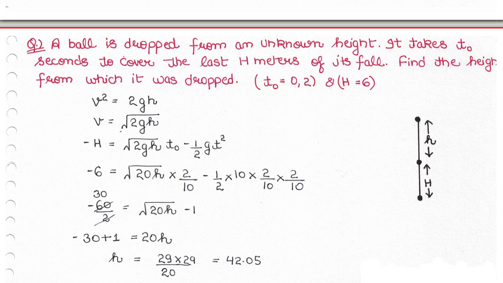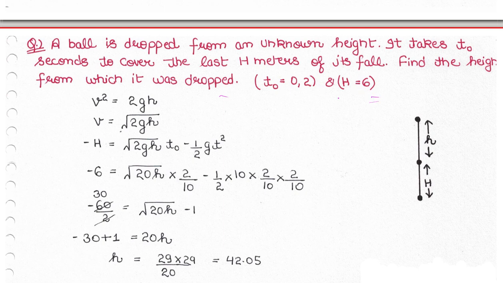Now a ball is dropped from an unknown height. It takes t0 seconds to cover the last h meters of its fall. Find the height from which it was dropped. Take t0 equal to 0.2 and h equal to 6.